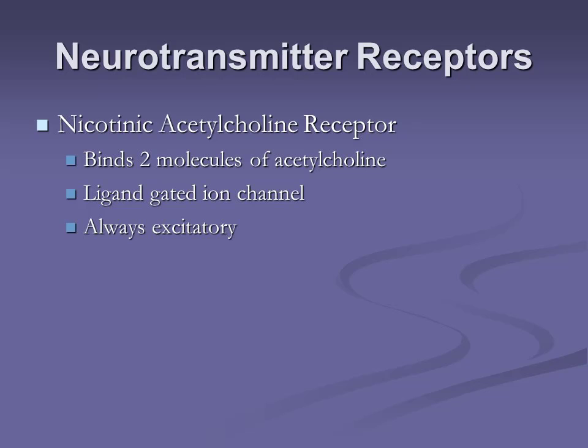So that was the axon and the neurotransmitter. Now on the target, you have to have a receptor. And for our skeletal muscles, our acetylcholine receptor, our cholinergic receptor, is referred to as a nicotinic acetylcholine receptor. It can also be stimulated by nicotine. That's how it got its name. But you have to bind 2 molecules of acetylcholine to the receptor.